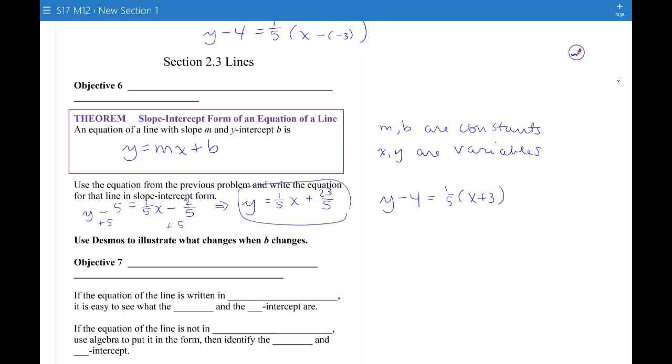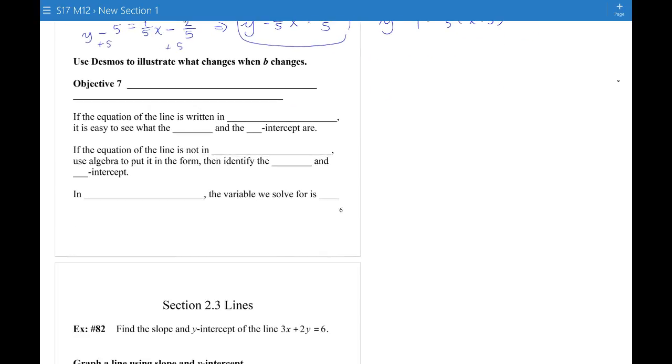Okay, objective 7 is identifying the slope and y-intercept of a line from its equation. So if the equation of the line is already written in slope-intercept form, which is y equals mx plus b, it's easy to see what the slope, m, and the y-intercept, b, are. So that's how it gets its name, the slope-intercept form. And notice that it's solved for y.